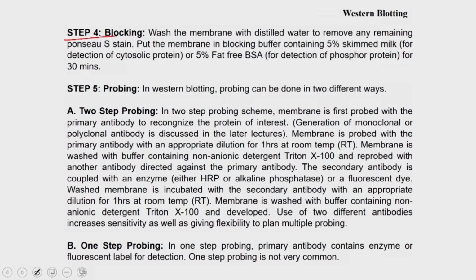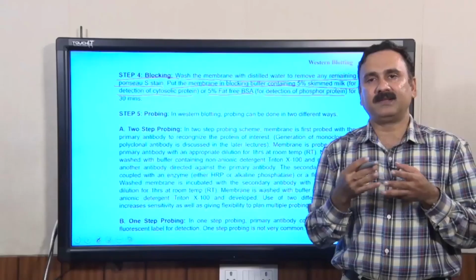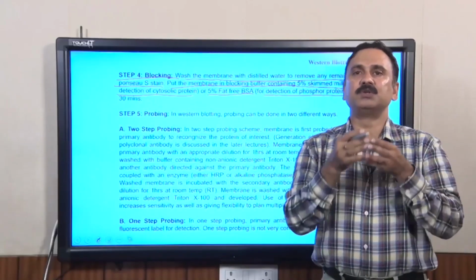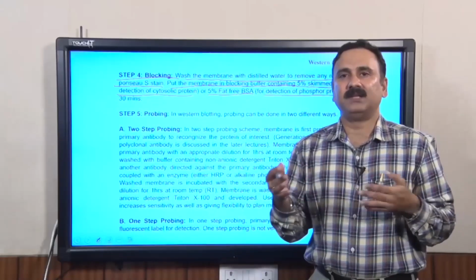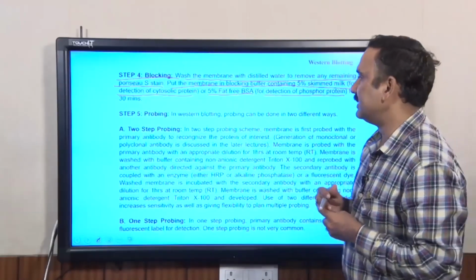Now, in step 4, once your transfer is over, you wash the membrane with distilled water to remove any remaining Ponceau S. Put the membrane in blocking buffer containing 5% skim milk if you are detecting a cytosolic protein. If you are detecting a phosphorylated protein, then you can add 5% fat-free BSA, because the skim milk also contains a lot of alkaline phosphatase and some other kind of phosphate molecules. So, if you use the milk as a blocking agent, you may get artifacts in the detection of phosphorylated proteins.